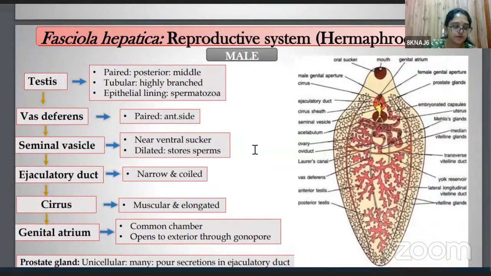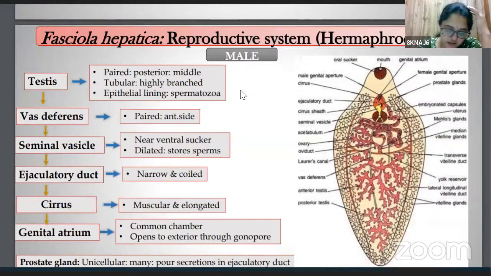So when it comes to the reproductive system of the Fasciola hepatica, they're all hermaphrodites, and cross-fertilization takes place. Gonads are very well developed. In fact, the male and the female genital ducts open into a common chamber, which is known as the genital atrium. It is again present at the anterior end of the body, and it goes out through the genital aperture or the gonopore. This is located ventrally just in front of the acetabulum. So this is the acetabulum, this is the gonopore that is present.